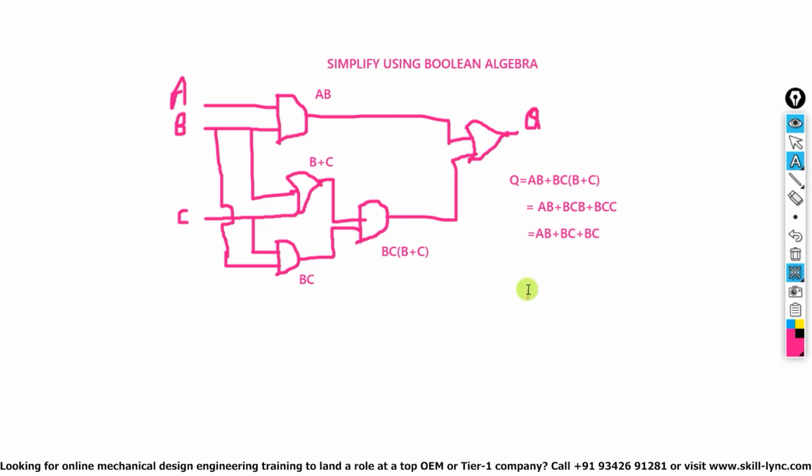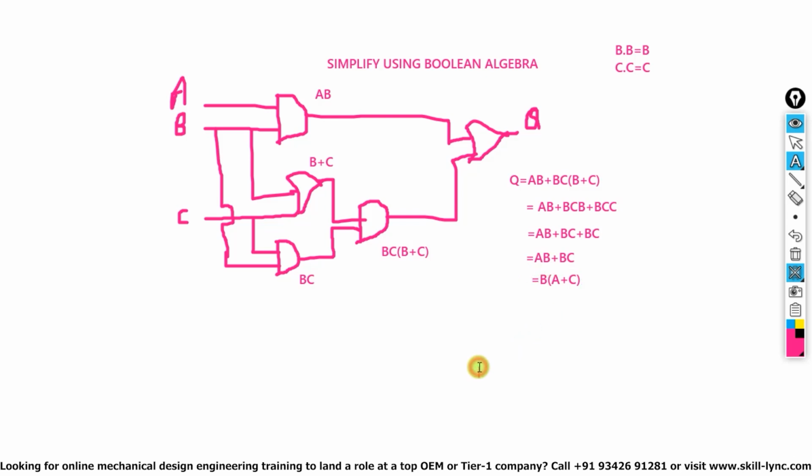Why have I written AB plus BC plus BC? Because here you can see BCB. So B into B will be B and C into C will be C. The same thing I have applied over here. So it is AB plus BC plus BC. Now you will use the law of Boolean algebra, that is A plus A equal to A. So it will be equal to AB plus BC, or you can write it as B into A plus C.